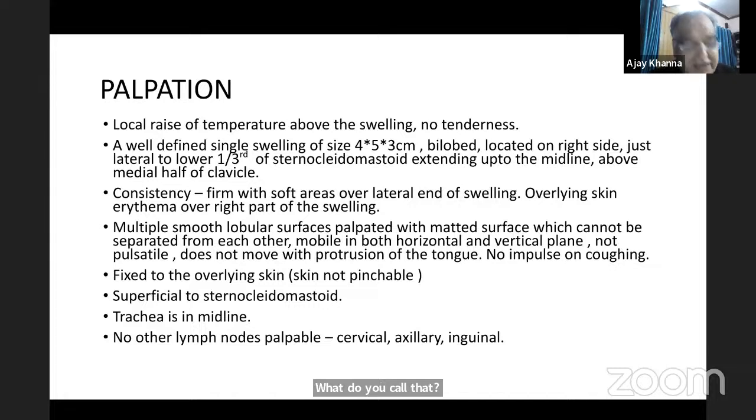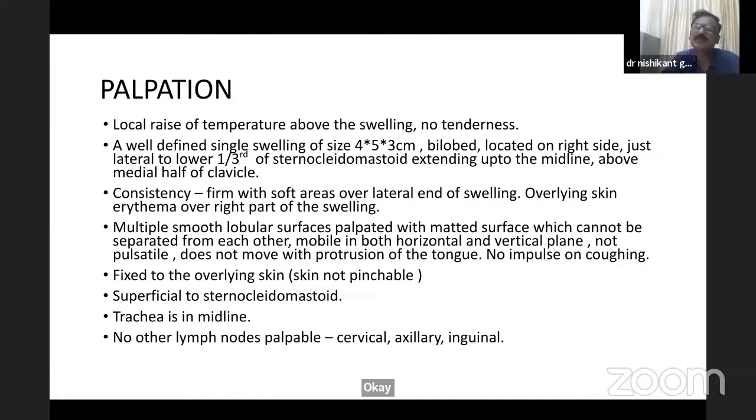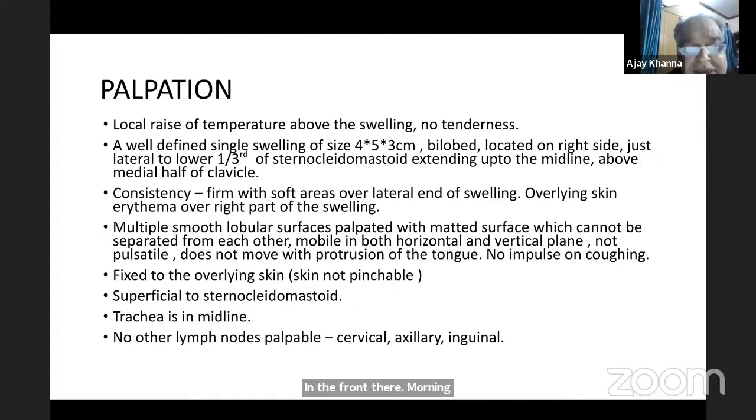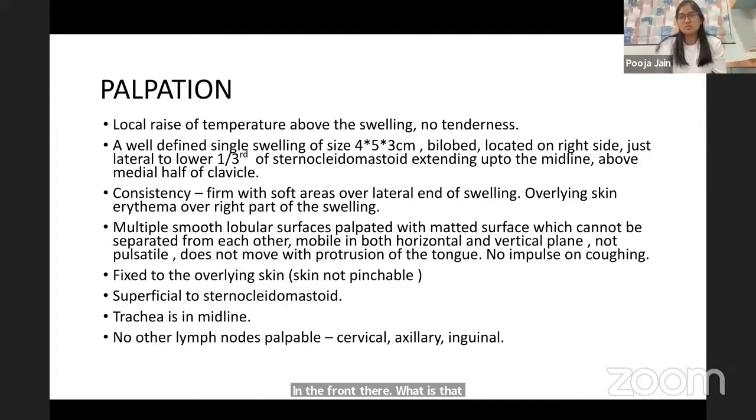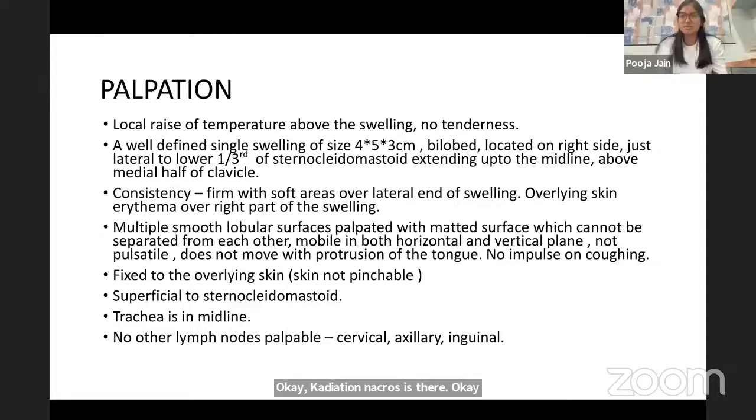What is the difference between a lymph node of tuberculosis and a lymph node of Crohn's disease? Sir, in TB, in the center... Which is granulomatous, which is non-granulomatous? Okay, caseation necrosis is there. In the central part, you will get the caseation necrosis. And that is not there in the case of Crohn's. Okay. Yes, sir.